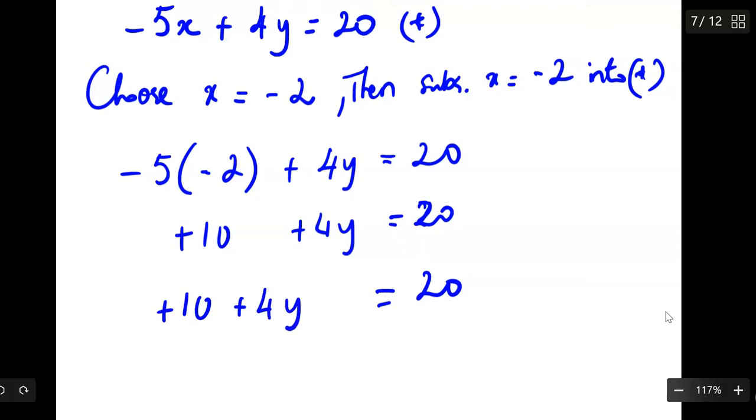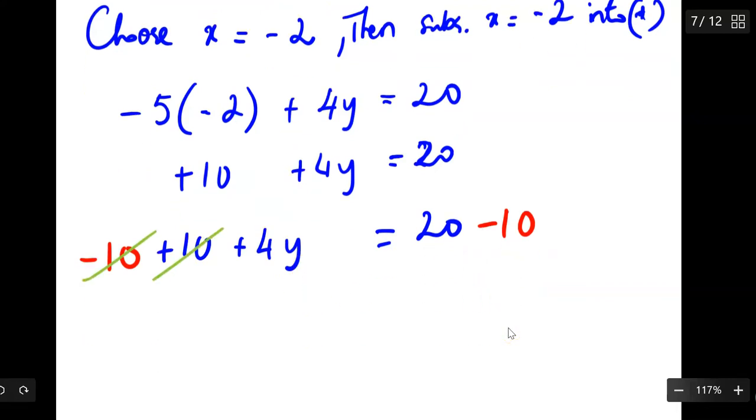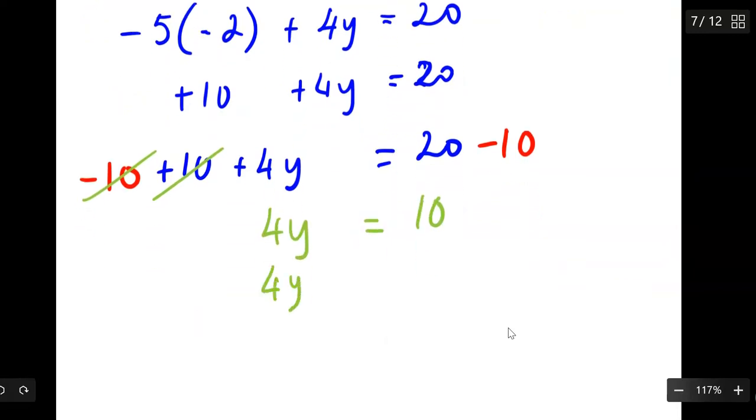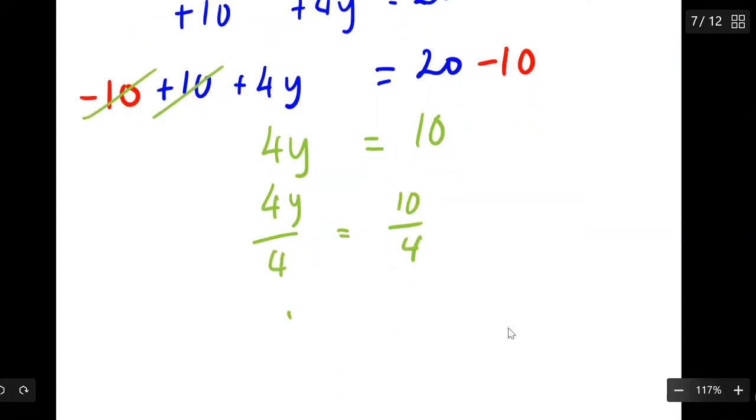So I am going to subtract 10. Okay, subtract 10. Okay, so if I minus 10 on both sides, I will get rid of this. Okay, so this will be gone. I will have 4y equal to 10. I divide both sides by 4. Then I should have y equal to 2.5.